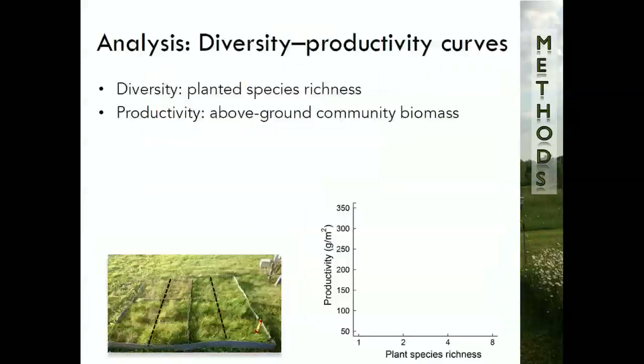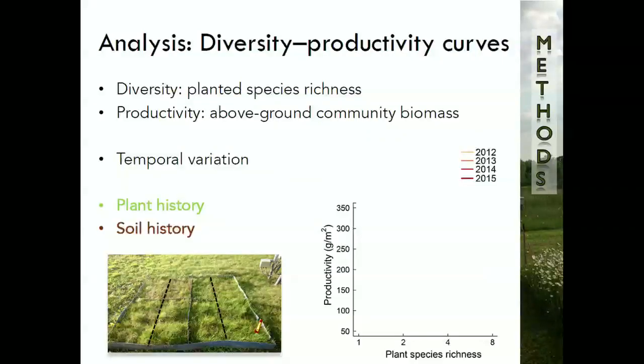With this kind of data, we made these diversity productivity curves, as I've shown you in the very beginning, with plant species richness on the x-axis and productivity on the y-axis. And we did these curves for 4 years, so for each of the years that we sampled, and also for either the plant history or the soil history, so selected versus unselected communities, and co-selected and neutral soil.